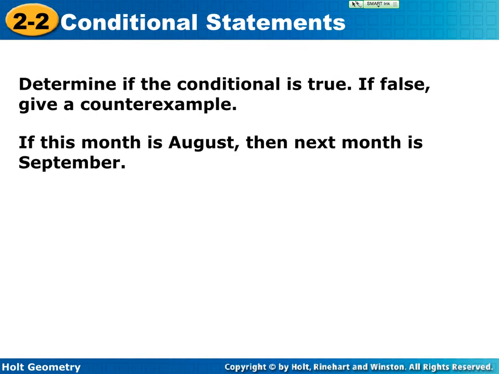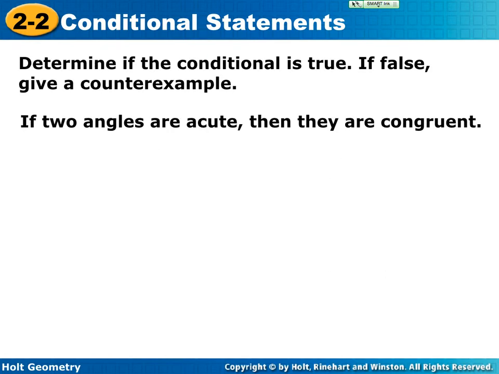Let's see if we can make counterexamples or not. If this month is August, then the next month is September. True or false? Okay, that one's true because we know August last year was followed by September. If two angles are acute, then they are congruent. If it's false, I need a counterexample. Who's got a counterexample?